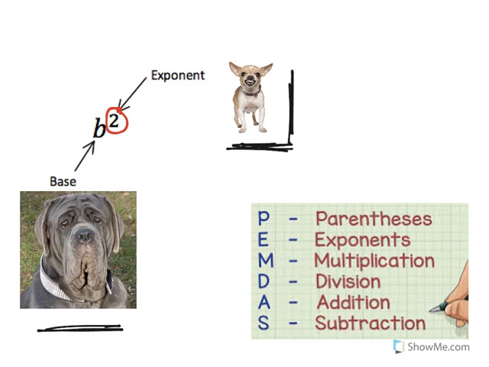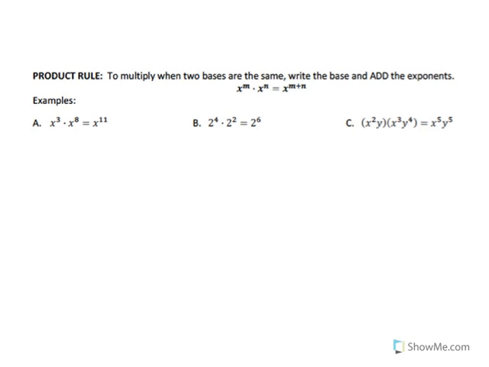So this little dog will say, base, multiply yourself 2 times if this is the exponent and this is the base. And the dog will say, okay, and he will multiply himself 2 times. Remember that exponents are the second thing that we do when we do PEMDAS. So now let's review the exponent rules.